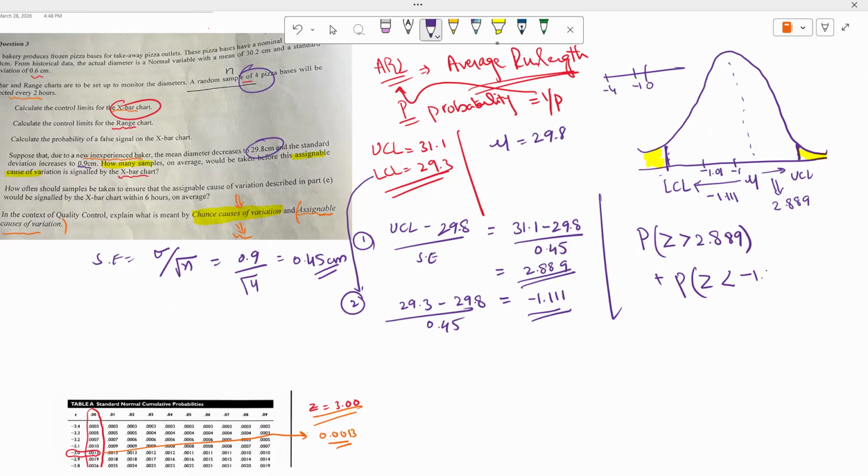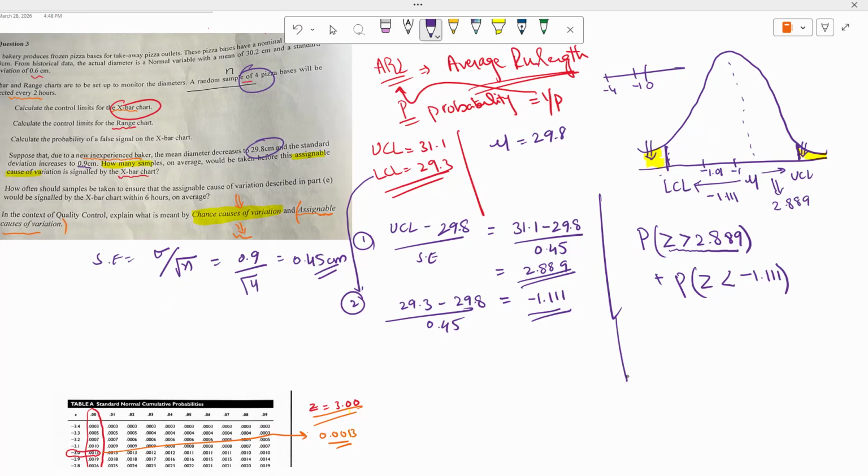than minus 1.111. Because if Z score is minus 1.111, that means you're in this yellow shaded region, your point is in this yellow shaded region, and Z greater than 2.889 means any point which is above this Z score, and that would be the point which lies to the right side, the yellow shaded region on the right side of the graph. So this is what it means.